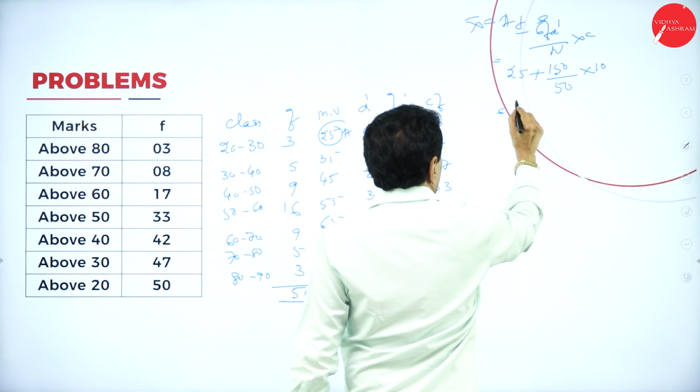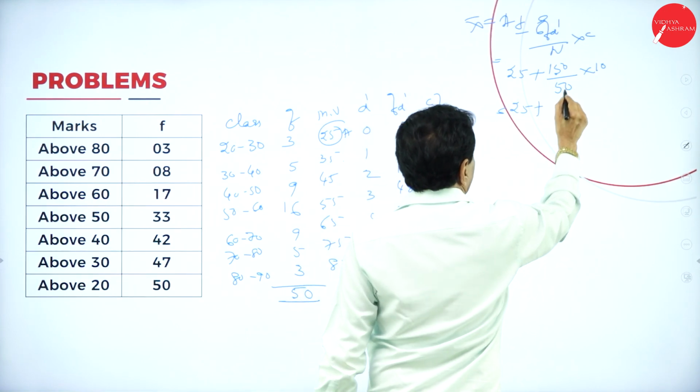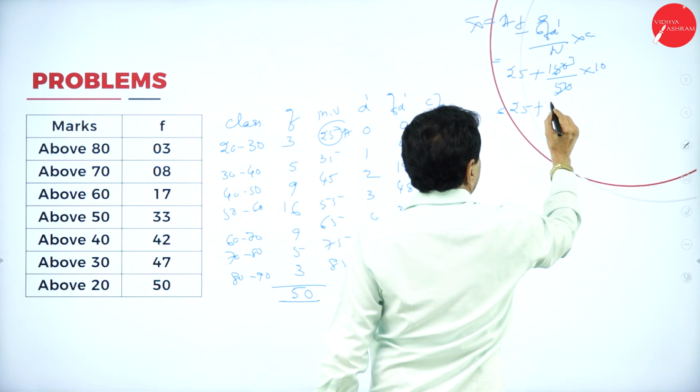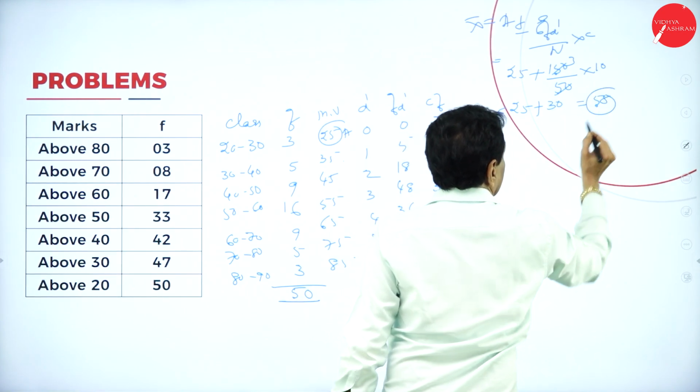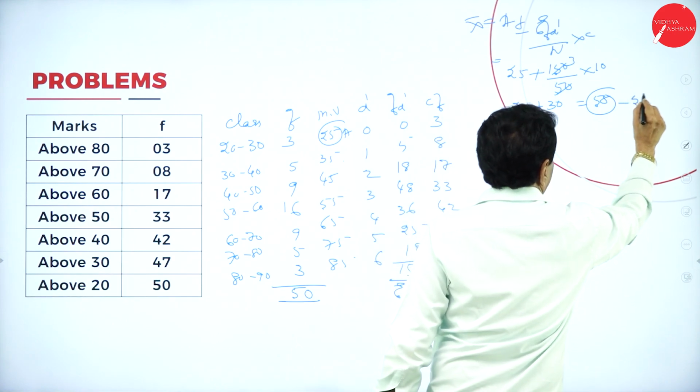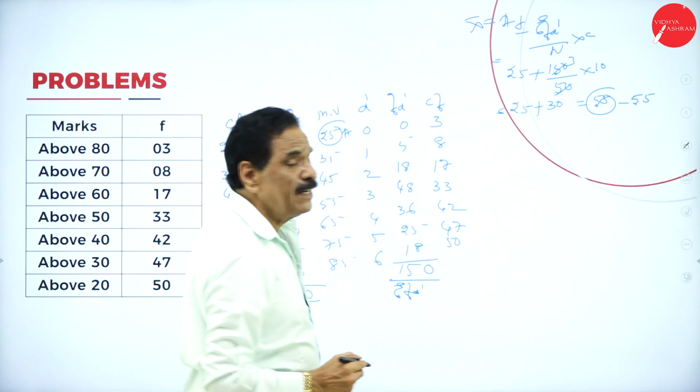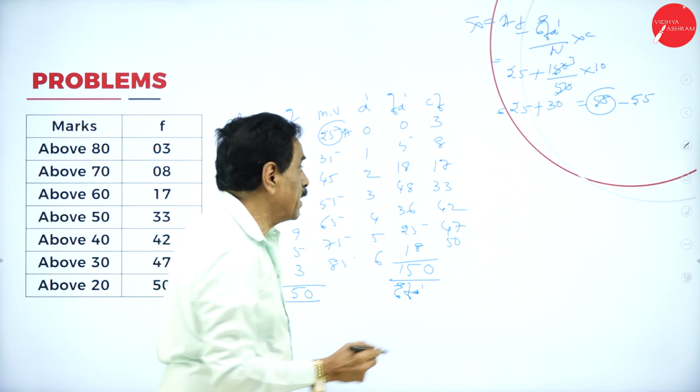Simplify this. 25 plus 15 threes are 150, 10 threes are 30. It becomes 55. Your answer is 55. I think you understand. Then we'll go to the median.